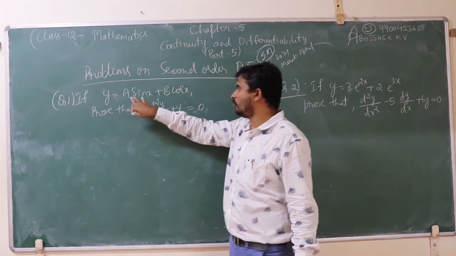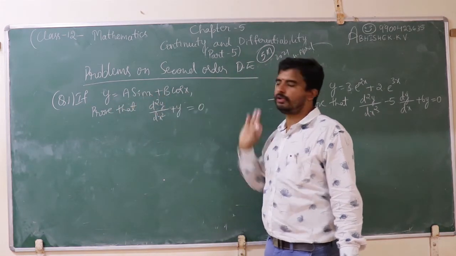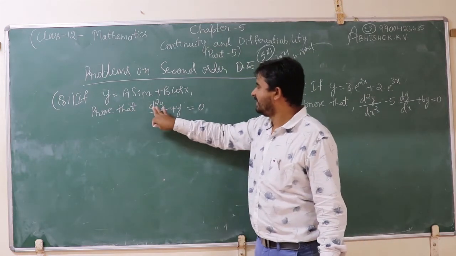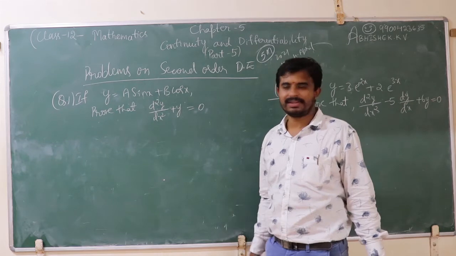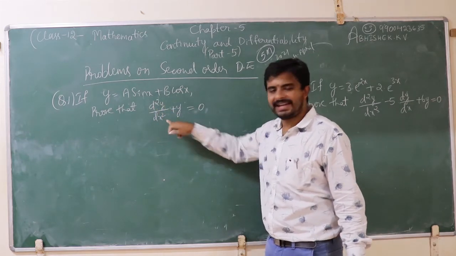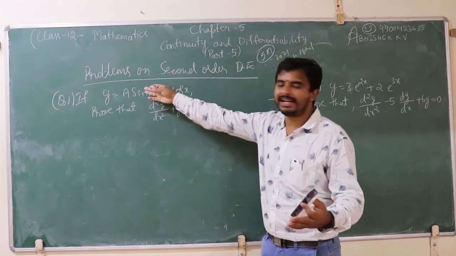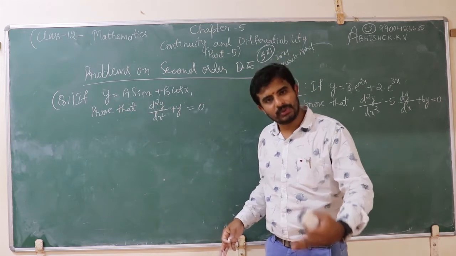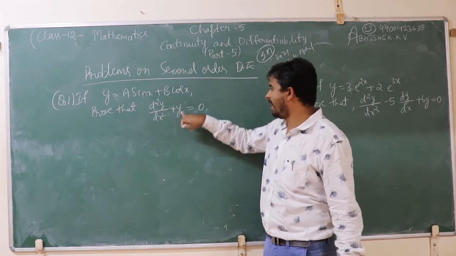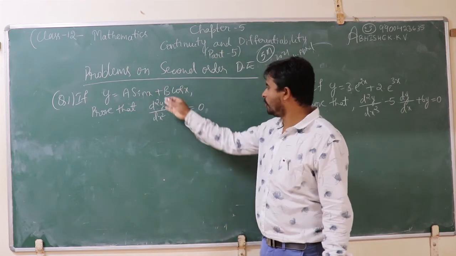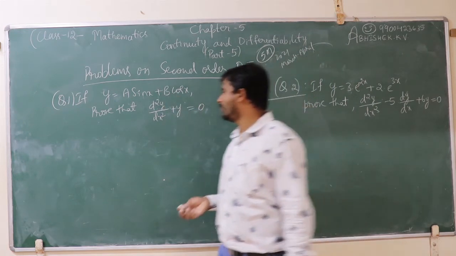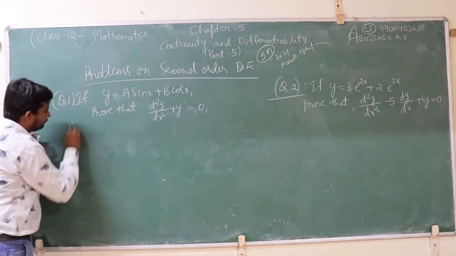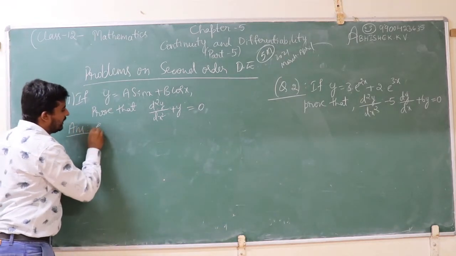If y is equal to a into sin x plus b into cos x, prove that d square y by dx square plus y is equal to 0. See, d square y by dx square is nothing but we need to differentiate the given equation 2 times with respect to x, and y is the given equation. We need to prove d square y by dx square plus y is equal to 0. How can we do this? See, this is the procedure.